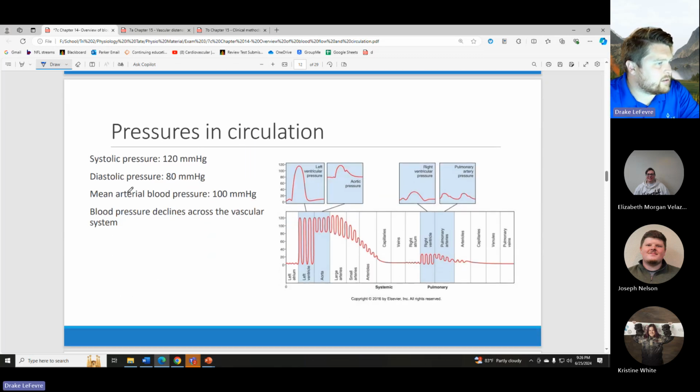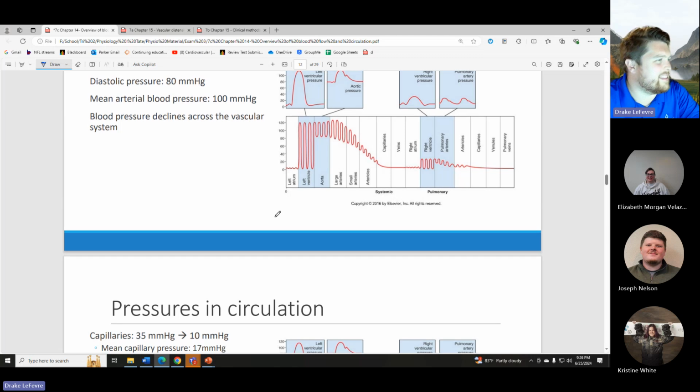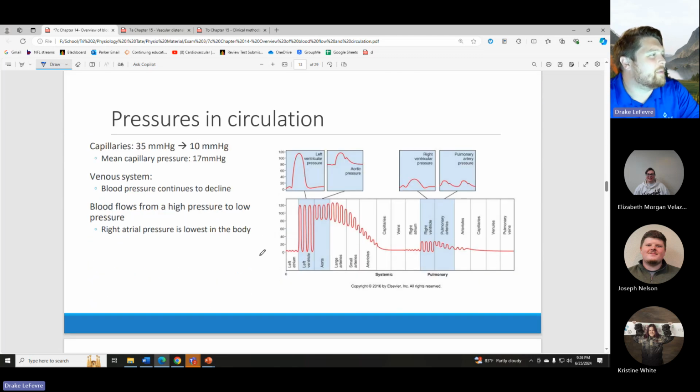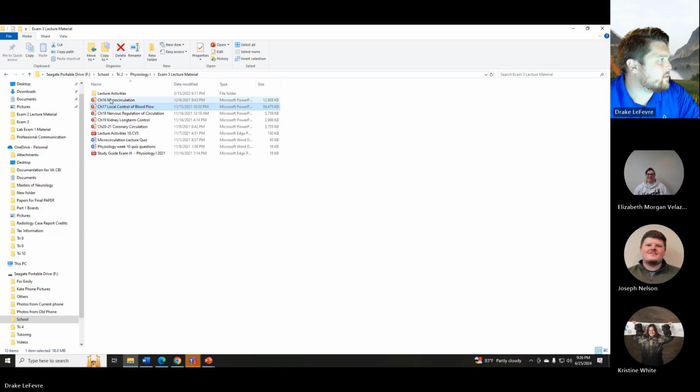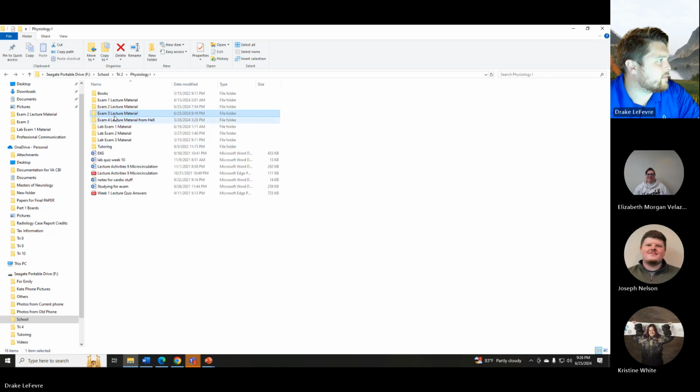Pressures in circulation. We already talked all about this stuff earlier in the previous thing. Yeah, we definitely should have started with this PowerPoint, because that would have had to explain a lot less in the first PowerPoint, but that is fine. Pressures in circulation. This will be super important for this week's microcirculation material.